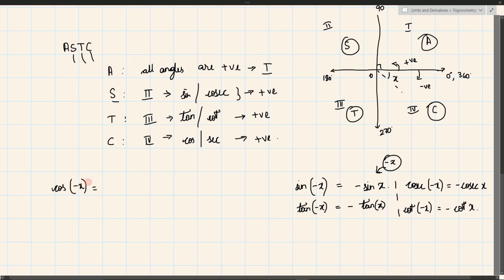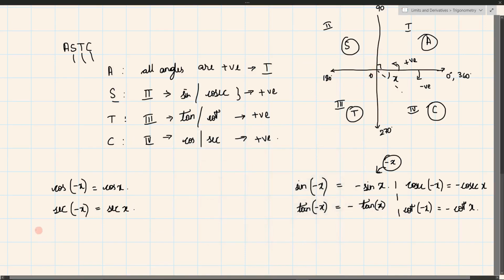And coming back to cos, we have cos of minus x. Minus x represents that this angle is in the fourth quadrant, and we also know that cos is positive in the fourth quadrant. So cos of minus x is equal to cos x. Similarly, secant of minus x is equal to secant x.